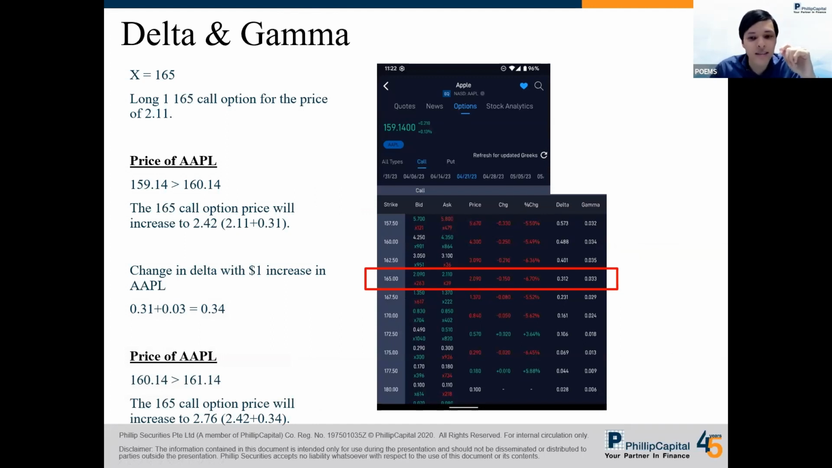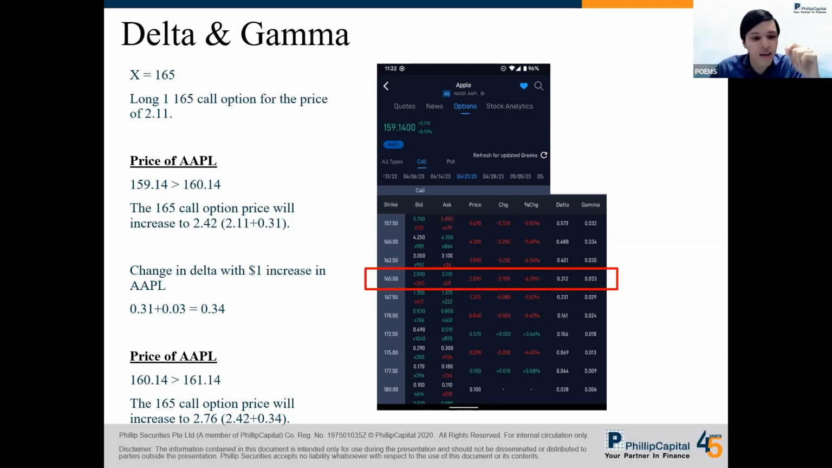As you recall, delta states how much the option price changes with respect to a $1 increase or decrease in price. So we'll be using the 165 call option, and as you can see here, the bid is at $2.11, so we'll be buying that for $2.11. In this example, if we increase the price of Apple from 159.14 to 160.14, the call option price will increase by the delta amount, which in this case is 0.31. So for a $1 increase in Apple, your call option price would increase from $2.11 to $2.42.